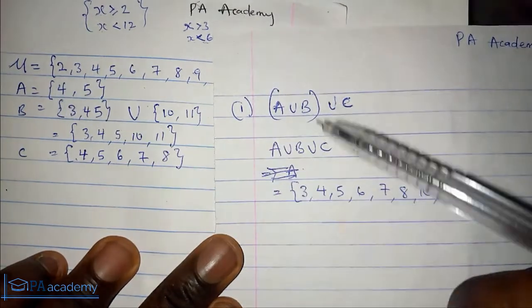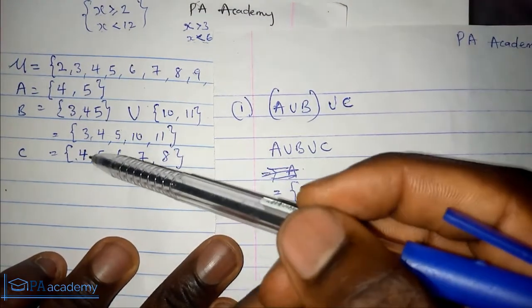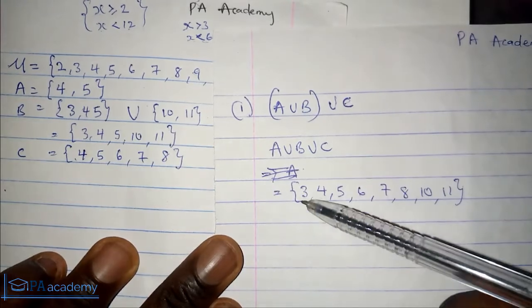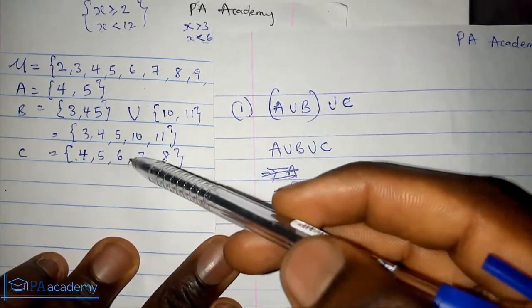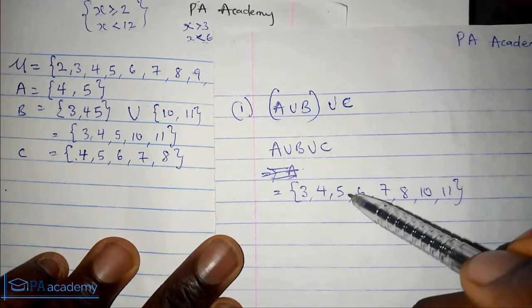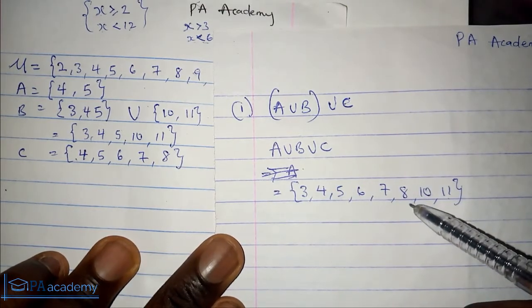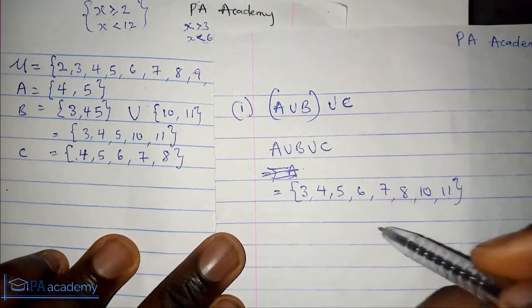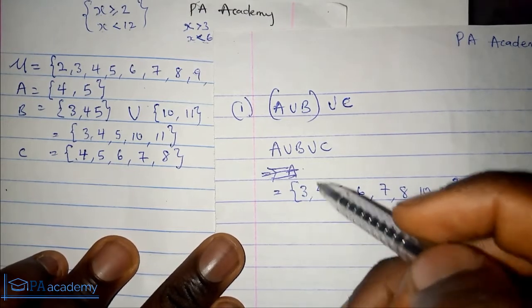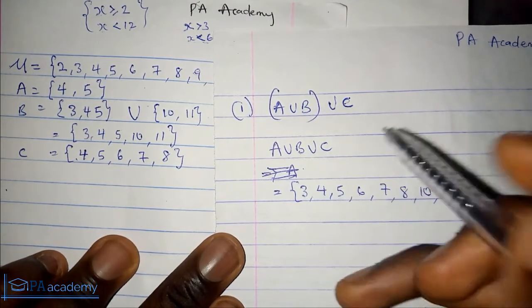So for A, we have 4 and 5. For B, 3, 4, 5, 10, 11. Then for C, 4, 5, 6, 7, 8. So you can see that all the elements in A, B, and C are present in this set. So that gives us what? The union of sets A, B, and C.